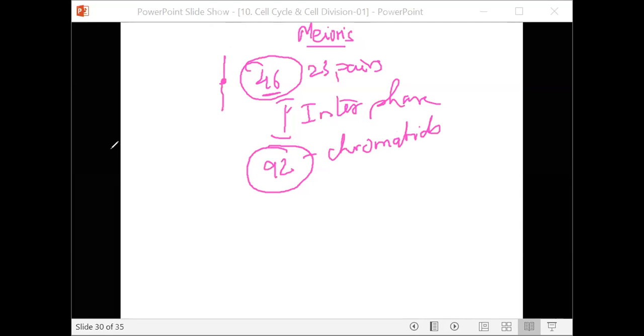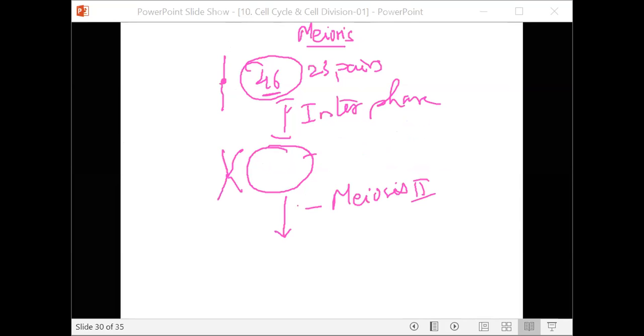Here the chromosomes are like this. After interphase, chromosomes are like this. All of you getting this point? Now, once the cell enters meiosis, again I'm keeping it 46 chromosomes. Chromosomes are 46, but chromatids are 92. Here, chromosomes are 46, and here in this case, 92. Now, after meiosis 1, it is 23. Only 23 of these are there. Getting the point?